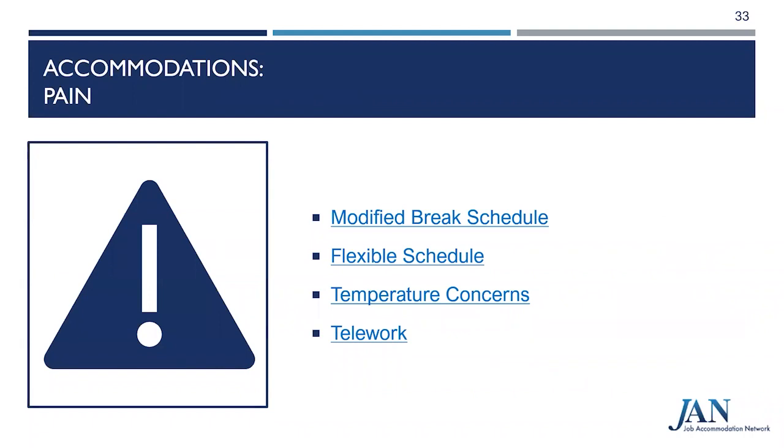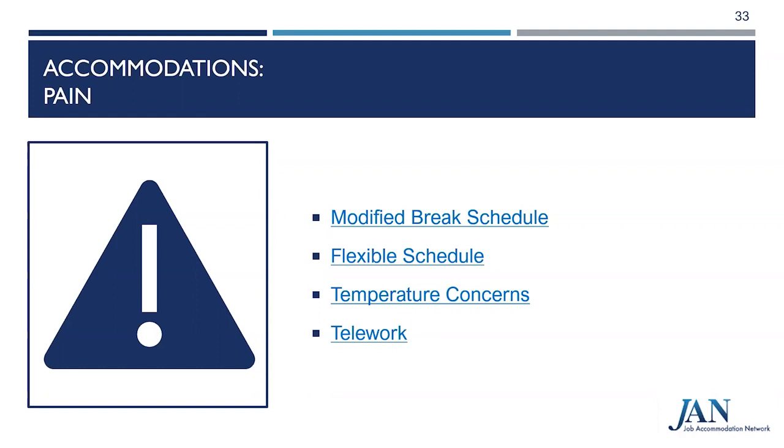Thanks, Matt. Pain can be a common limitation with fine motor impairments, particularly tasks that require repetitive fine motor movements such as grasping, typing, and twisting with the hand. So some accommodations that you may want to explore to reduce the pain would be a modified break schedule that would allow the individual to take breaks as needed to alleviate the pain. And that could be, you could take a 15-minute break and break it down into 3 5-minute breaks, or a 30-minute break and break it down into 3 10-minute breaks. I mean, there's various options that may work for the employee.